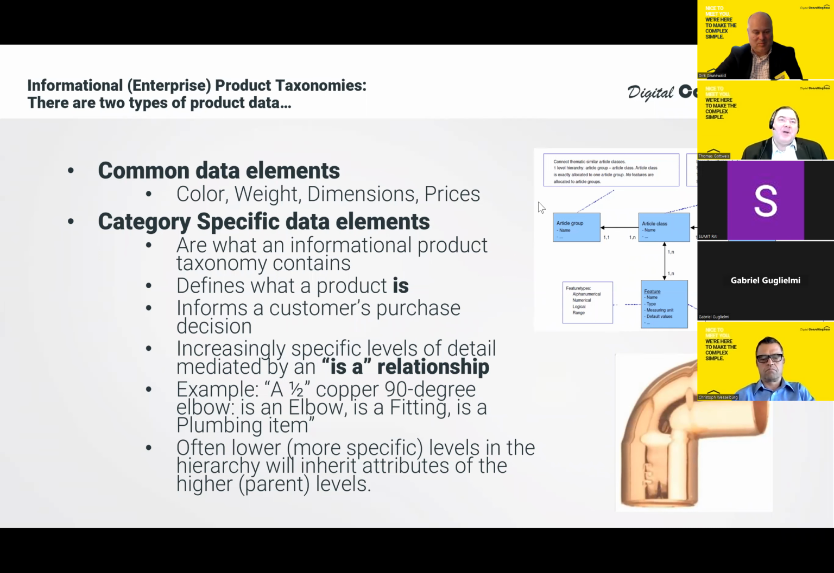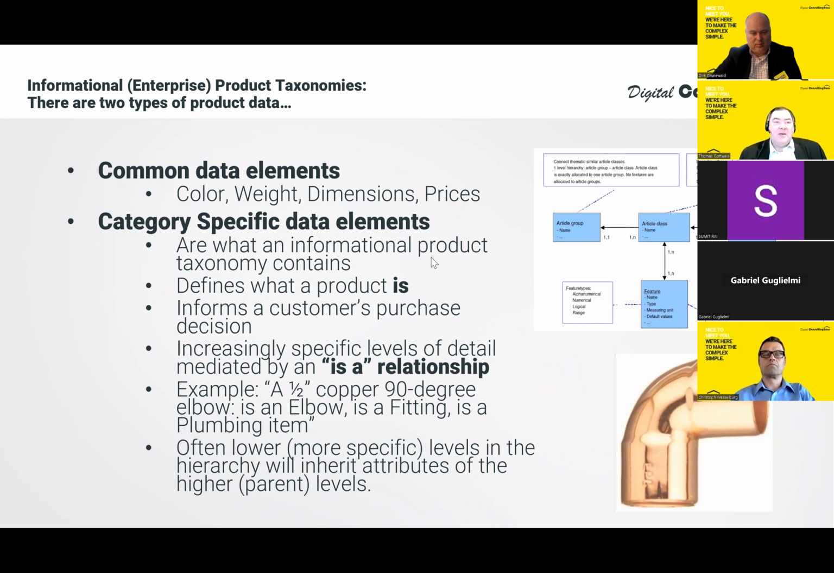And as we go and increasingly subdivide various different levels, we often refer to it as an is-a relationship. So we have a look at our half-inch copper pipe elbow pipe fitting there. And, you know, we say the half-inch copper elbow is a pipe fitting, is a plumbing product, for instance. And so there you would have three different levels of a taxonomy where that particular item would live.